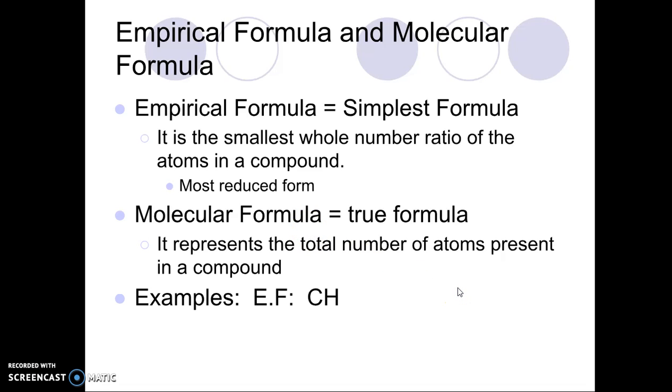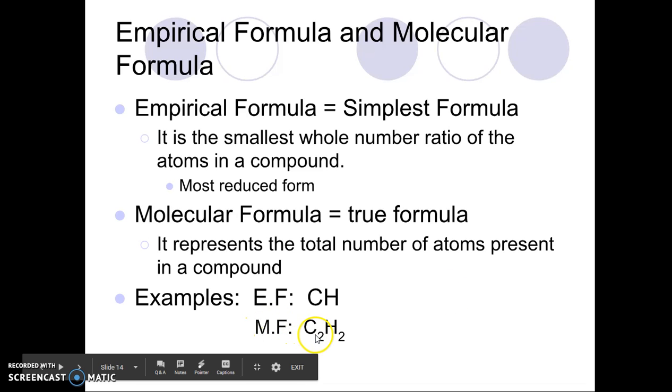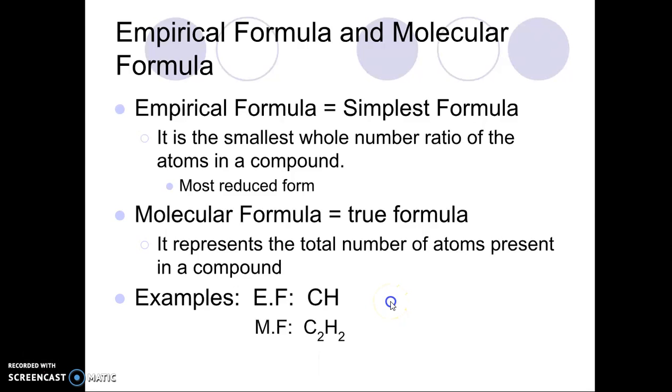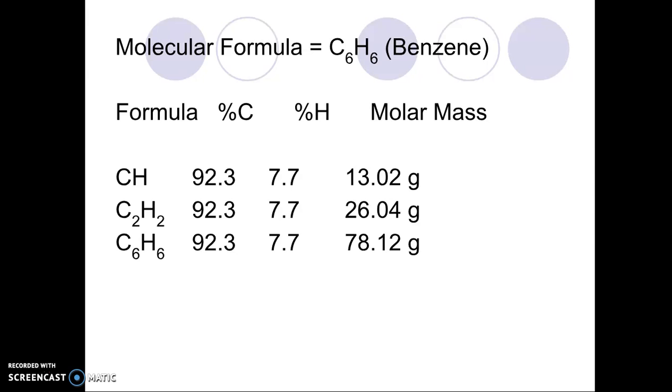An example would be looking at something here where you have the molecular formula of C2H2. But the empirical formula would be CH, so it would be the most reduced form. But you could have many molecular formulas that reduce down to this. But remember, each compound is different, so the molecular formula is the true formula, whereas the empirical formula is just kind of your stepping stone to get there. And here's an example of this.